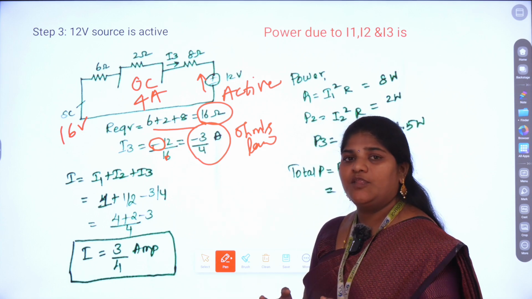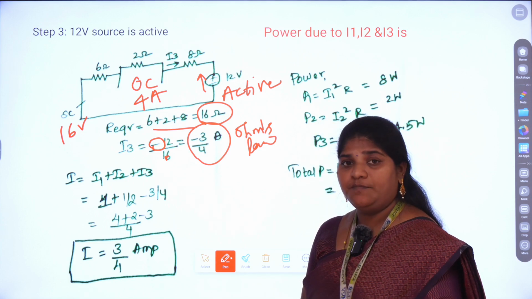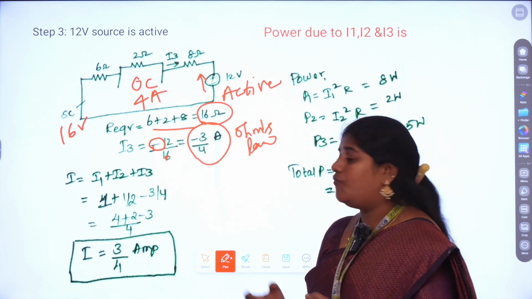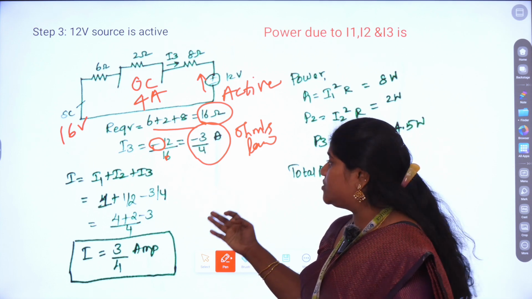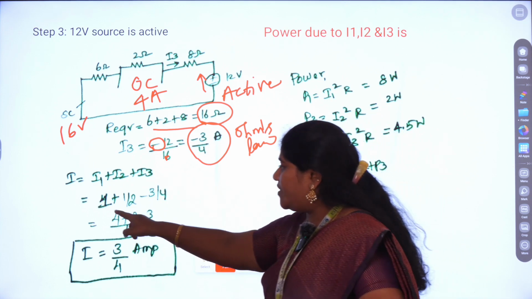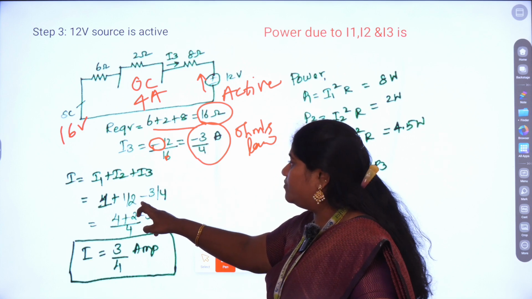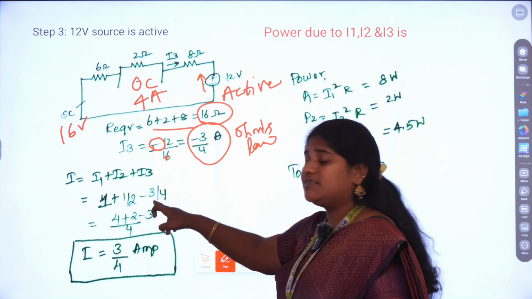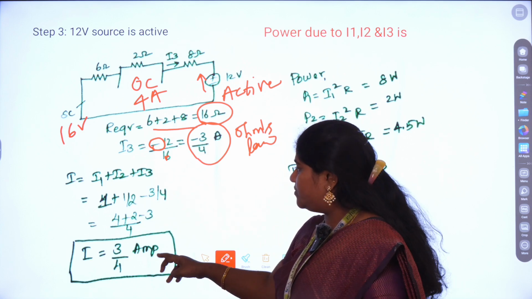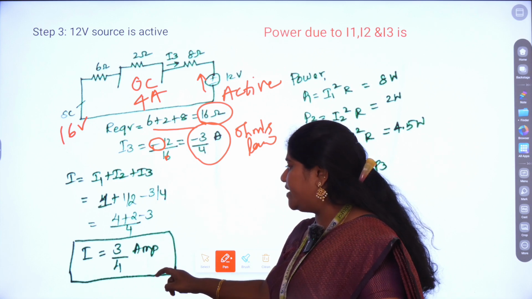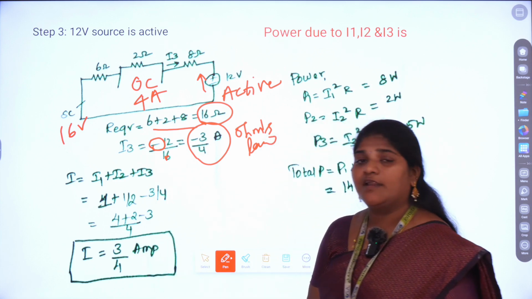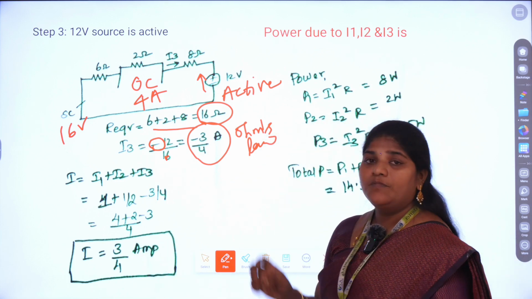Now what is the net value? According to the superposition theorem, the algebraic sum of all the currents due to individual sources will get added up. So it is 1 plus 1 by 2 from step 2, minus 3 by 4 from step 3. On simplification, this is the actual value of current flowing through the 8 ohm resistor.